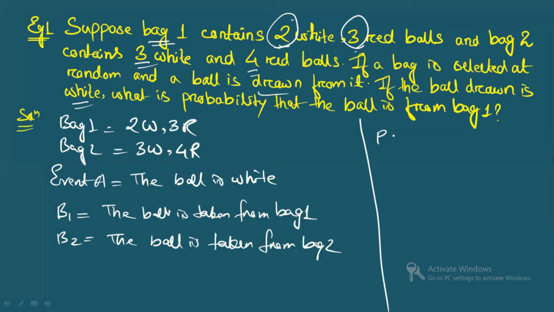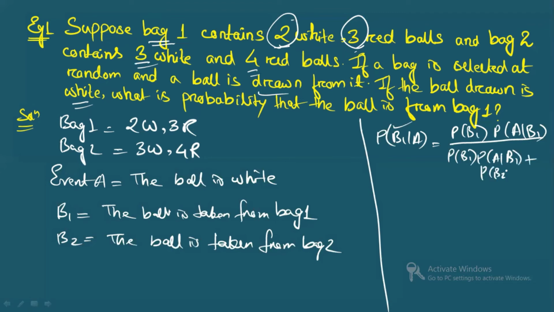So the formula is what? Probability of B1 given A, that is, the ball drawn is white, and what is the probability that the ball is drawn from bag B1? Probability of B1 such that A has already occurred. So here you will write probability of B1 into probability of A given B1. You will have to write here in reverse. Okay, it's B1 given A, it's A given B1. And in the denominator, summation i equals 1 to n. So here you are having two bags, B1 and B2. So it is probability of B1 into probability of A given B1 plus probability of B2 into probability of A given B2.